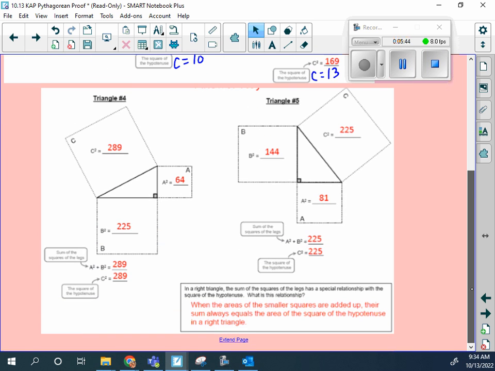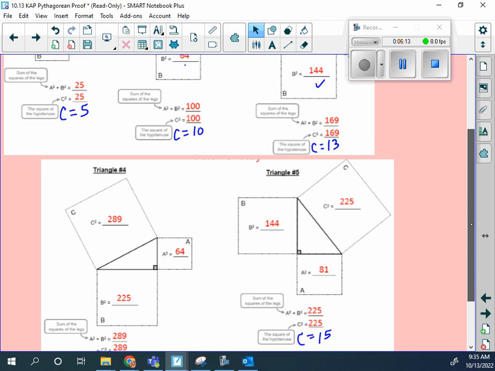All right? On the back, number 4, you should have gotten 64 and 225, which then equals 289. Yes? So then C squared, C would be how much? And then on the last one, y'all should have gotten 81, 144, and 225, and then C would have had the value of what? 15.